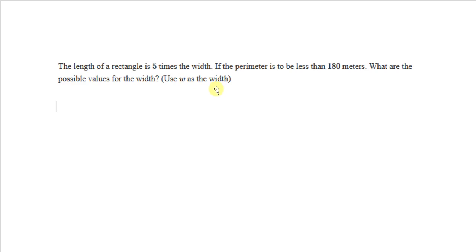Okay, so we let the width be W, and the length, I call that L. We know that the length is 5 times the width. So the length is L equals 5 times, meaning multiply, the width, which is W. So this is the formula that we got from the problem.